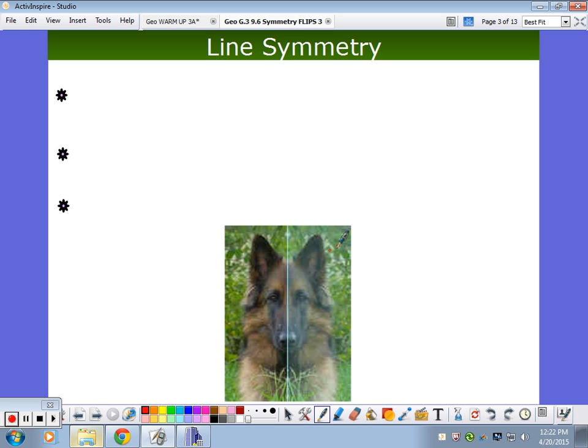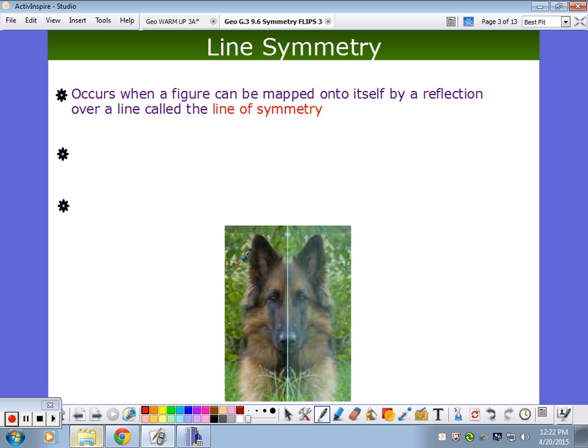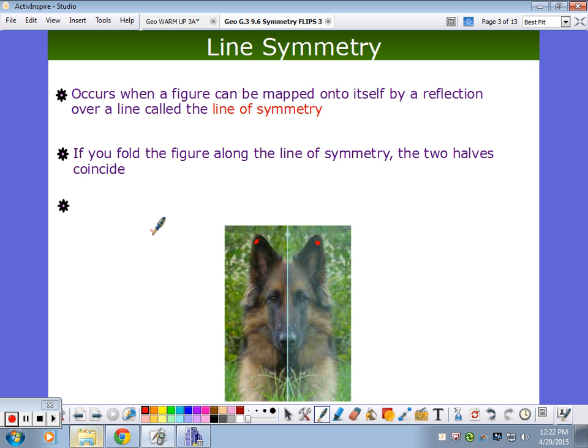Look at that dog. So this dog is symmetric. Here's a line of symmetry right there. So a line symmetry occurs when a figure can be mapped onto itself by a reflection over a line. And we call that line the line of symmetry. So like this point on here, you fold over on that line, it's going to match a corresponding point on the other side. It's a reflection. Fold along the line and the 2 halves coincide.